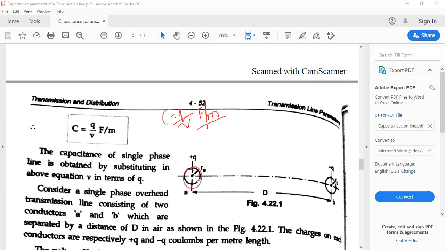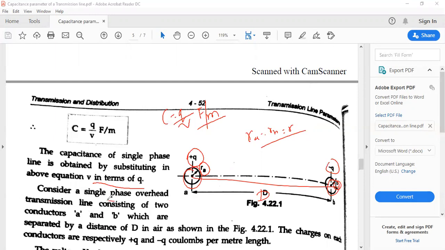This is the figure, with RA and RB. You have a distance called D, and the radius of the individual conductors is RA and RB. Generally at the end we will take RA equals RB equals R. One of the conductors will have a positive charge and the other conductor a negative charge. The positive conductor charge is A and the negative conductor charge is B. So in terms of Q and V, we have written the equation.